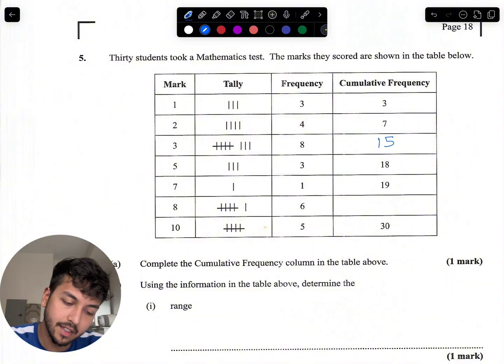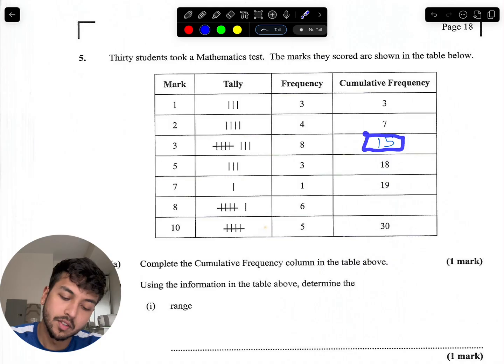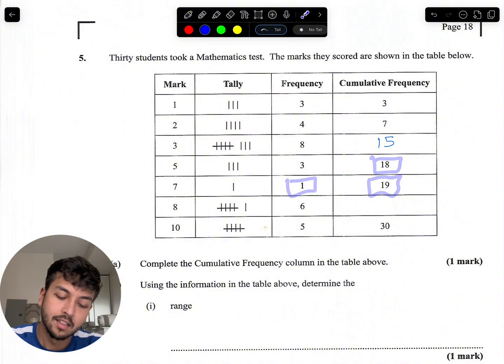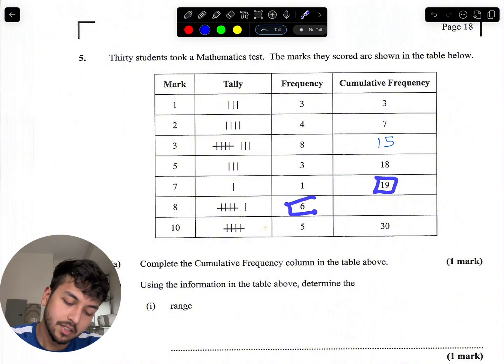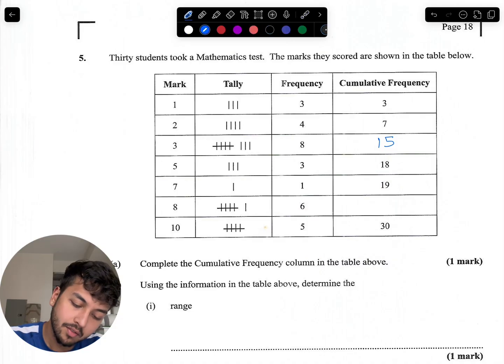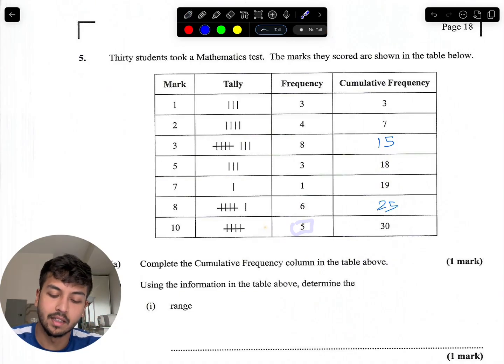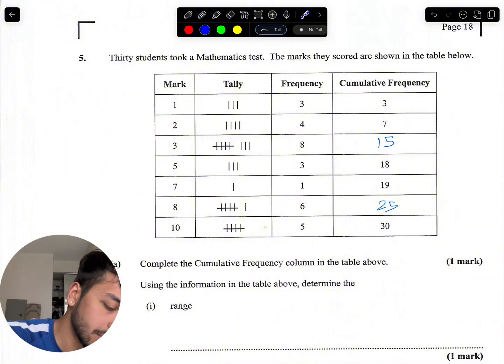right? Same thing again, so the total is 15, then we add in 3 new students, we get 18, we add in 1 more student, we get 19, we add in 6 more students, we get 25, and then when we add in 5 more scores, we get 30, right? So 15 and 25 would be the numbers you have to put in.